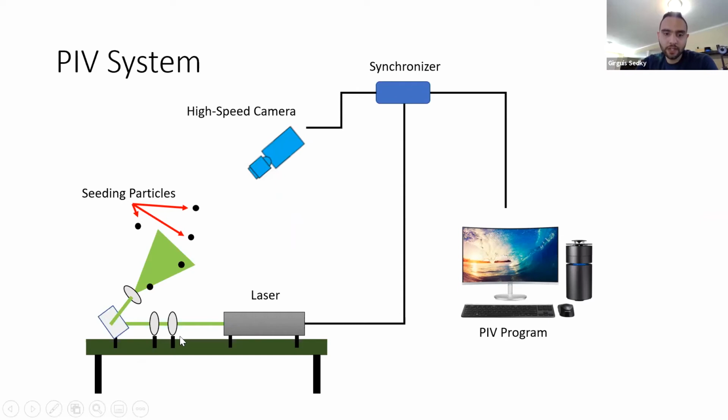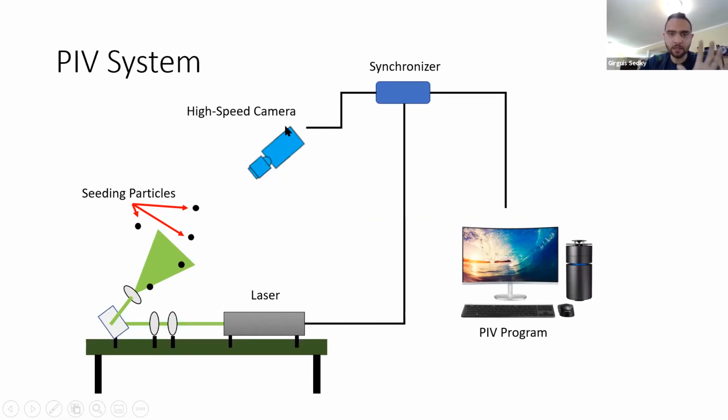You have the laser over here. This is an optical setup so that you can have the right laser beam cross-section size. This is basically the telescopic lens that I showed you before. You have a mirror, and then you have a power lens that takes the beam and spreads it into a laser sheet.